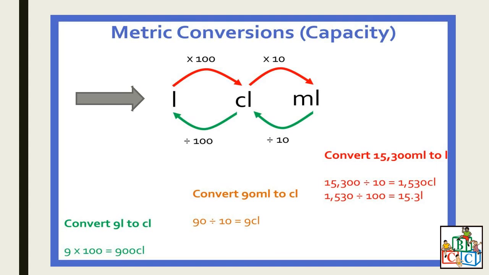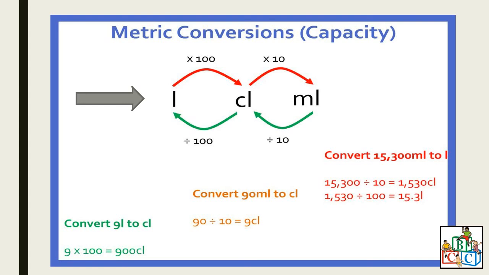Here are some examples for you. Convert 9 liters to centiliters. So liters to centiliters, times 100. 9 times 100 is equal to 900 centiliters. Convert 90 ml to centiliters. Now ml to centiliter is divided by 10, as you can see in your illustration. 90 divided by 10 is equal to 9 centiliters.